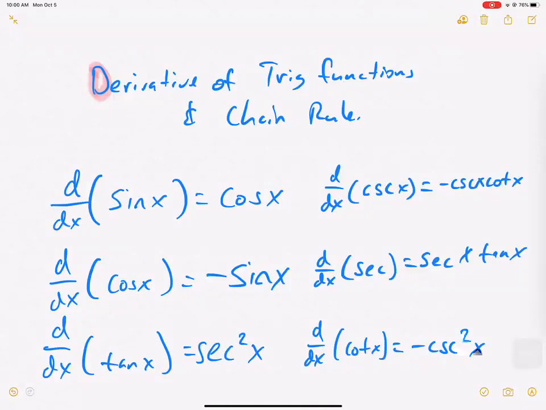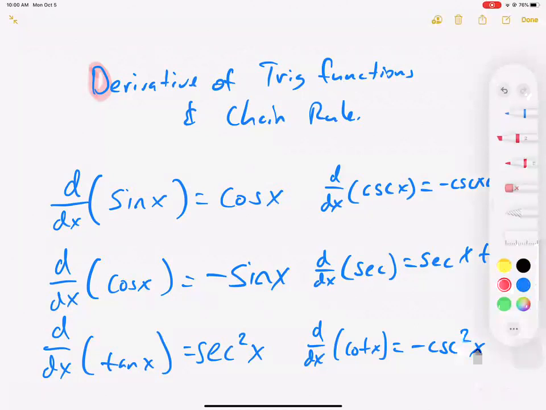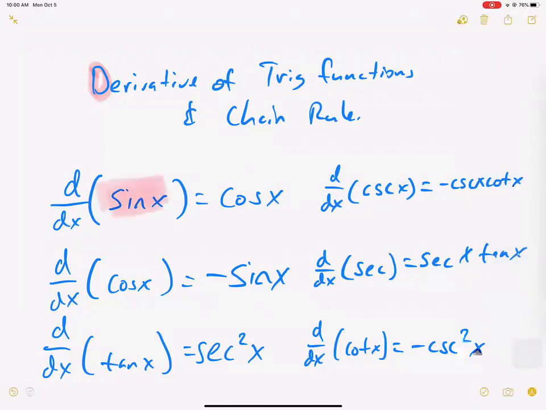So let's quickly review the easy ones. The derivative of sine, easy, cosine. Derivative of cosine, not the same as sine. It's going to be negative sine. And it's important because when we look at this graphically, it's actually a negative version of it. The derivative of tangent is secant squared. That's straight memorization.